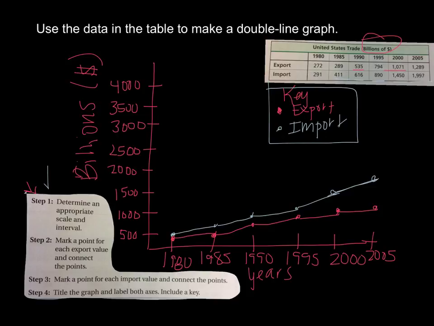Again, I would maybe write this down. Let's see, did I do everything? Determine appropriate scale and interval, check. Mark a point for each export and import value, connect the points, yep. Oh, make a point for imports, check. Title the graph. Oops, we better title it. United States Trade is our title. All right, so that is our last little look at a double line graph.